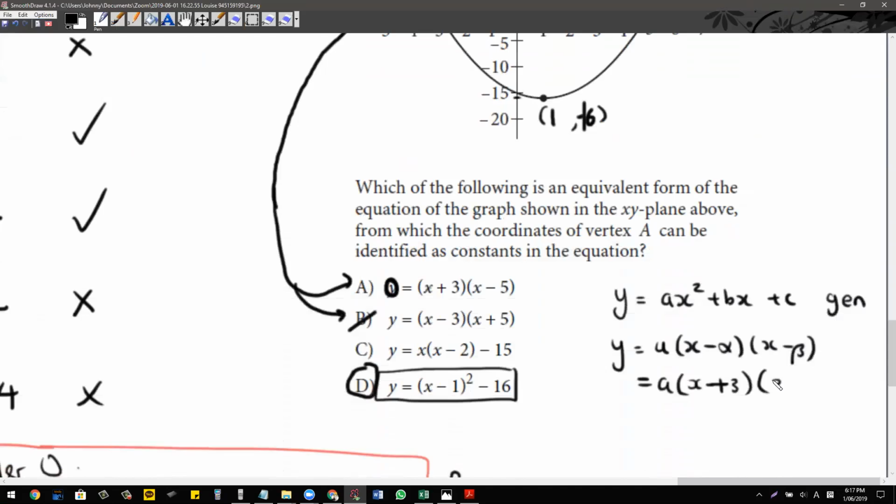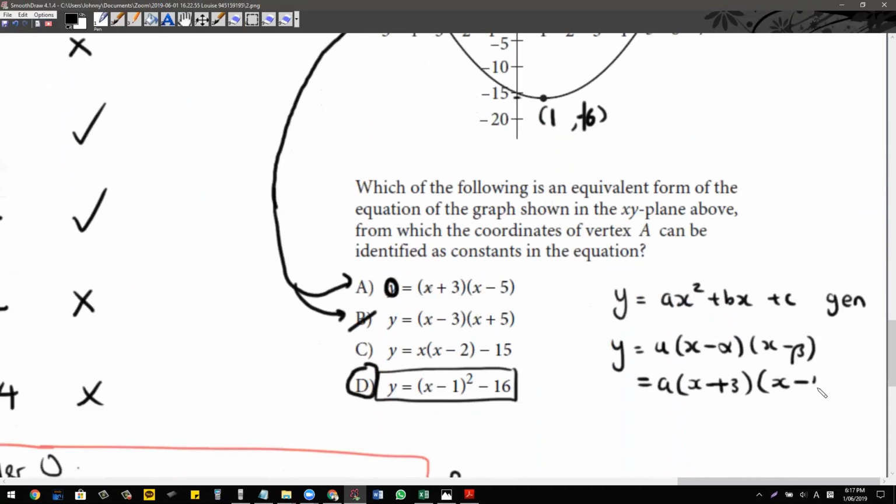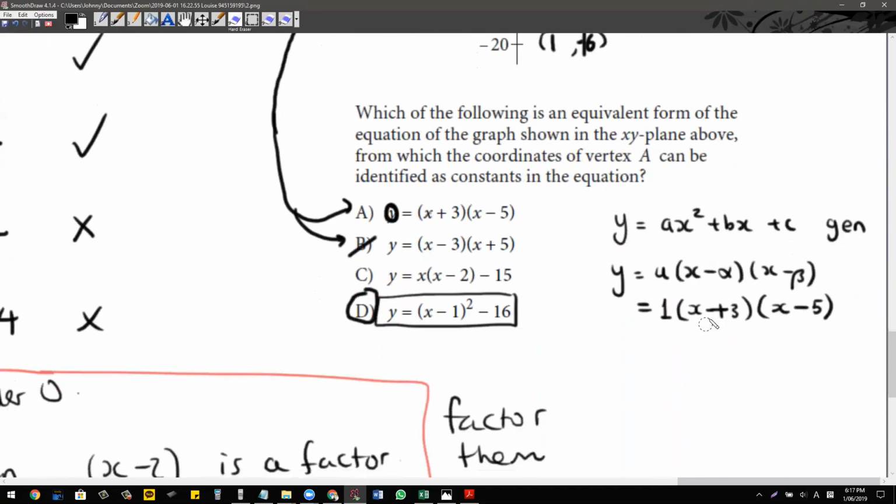Because beta is 5, and there's a negative sign in front of it, it's -5. And then a is just a constant. You have to figure it out. I'll explain more about that later. If you figure it out, it's equal to 1. So that's the x-intercept form.